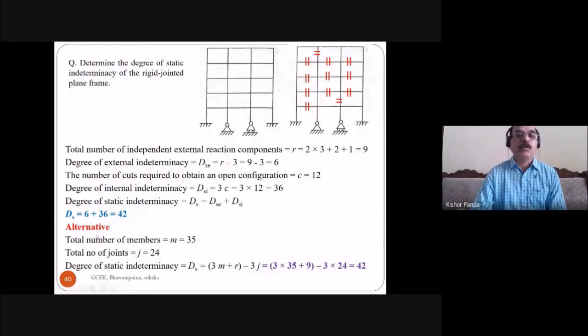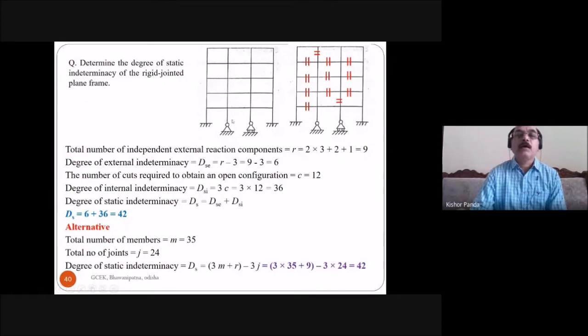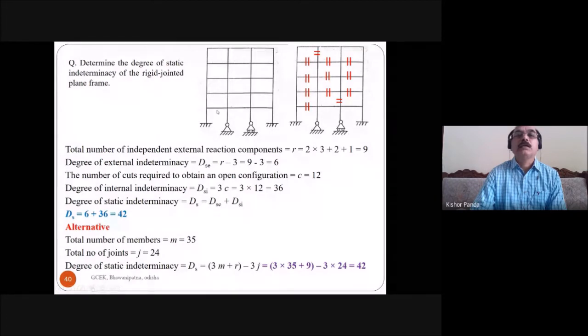Also, you can find it using an alternative formula. For the alternative formula, you have to count the number of members. How many members are here in this rigid jointed plane frame? 1, 2, 3, up to 35. So the total number of members is equal to 35.